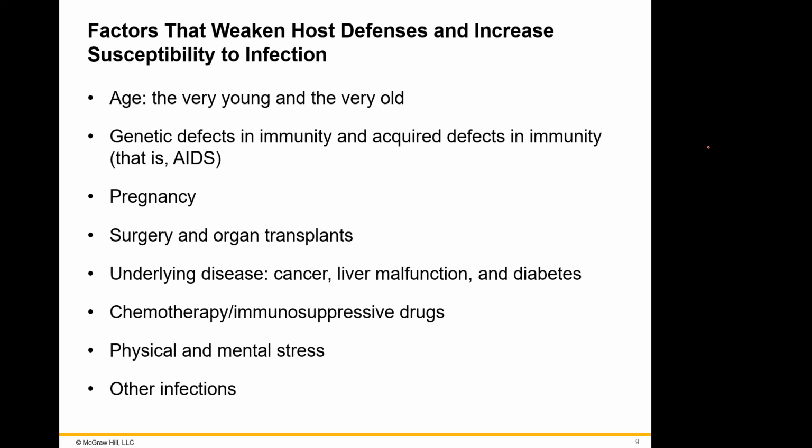This stuff is kind of obvious too, as far as things that can make you more susceptible to infection: age, genetic defects, immune issues, pregnancy, surgery, organ transplants, underlying diseases like cancer, chemotherapy and immunosuppressive drugs, physical and mental stress, and other infections. I'm sure none of this is really a surprise. If any of this is a surprise, feel free to ask me about it and I'll tell you why it would make you more susceptible to infection.